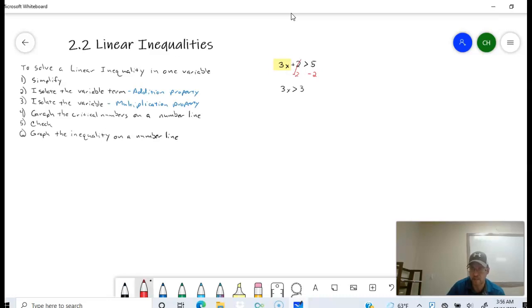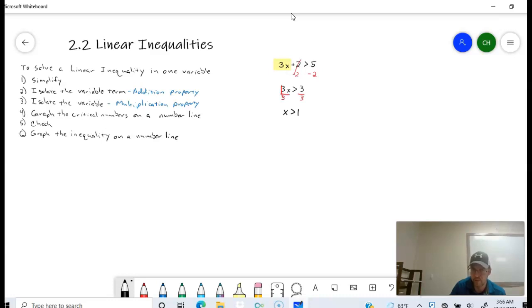Next step is I want to isolate the variable. So now I've got 3x. I don't care what 3x is greater than or less than. I want to know what x is greater than or less than. The way I'm going to do that is use the multiplication property of inequality, because I need to divide both sides by that coefficient of 3. So I will divide this side by 3, and I will divide this side by 3. That's a positive number, they're going to cancel out. And because it's positive, I don't have to worry about reversing my inequality sign. So I get x is greater than 1. So that was step 3.